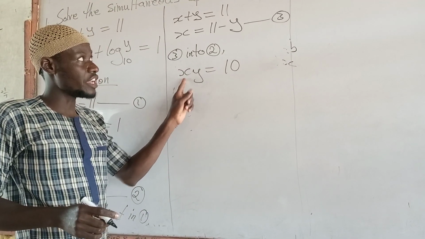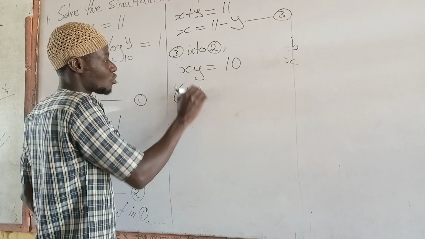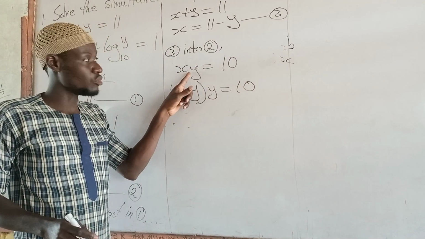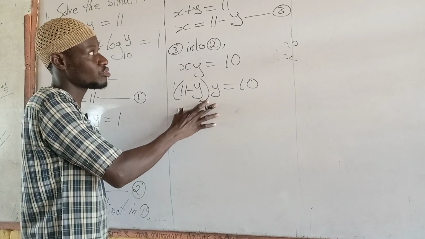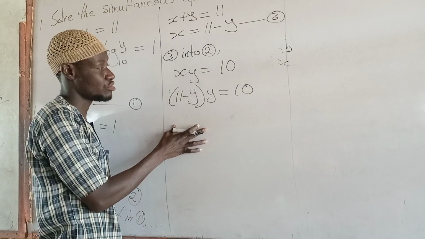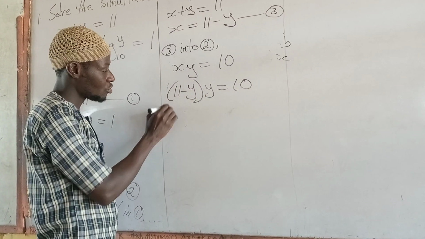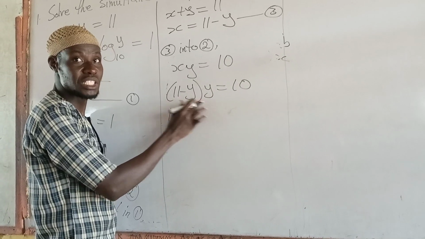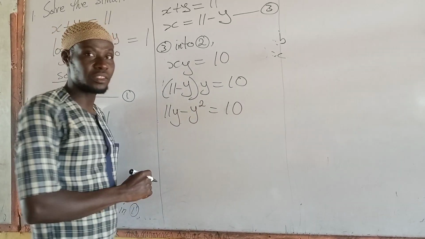Wherever you see x, you put 11 minus y there. So this will give us (11 minus y) times y is equal to 10. So you have substituted equation 3 into equation 2. Then you simplify it by expanding. y times 11 gives 11y, then y times negative y gives minus y squared, is equal to 10.